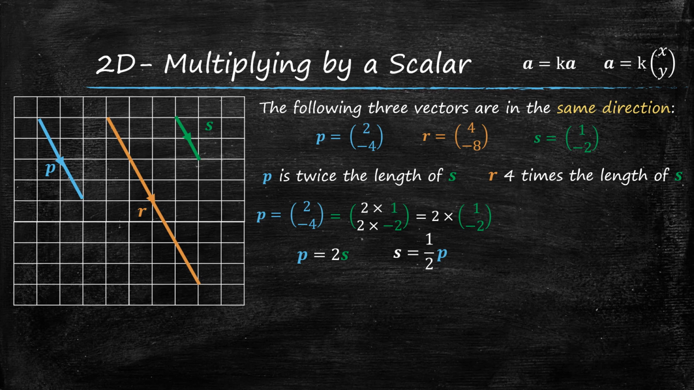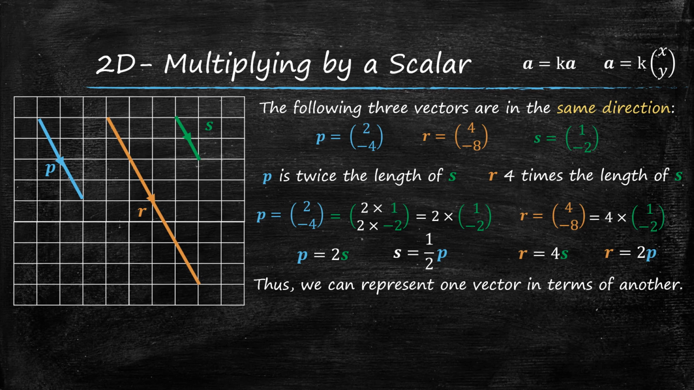Now let's look at vector r. r is 4 times the length of s. So r is (4, -8), which is equal to 4 times the vector s, (1, -2). So r is equal to 4s, and again we could represent r in terms of p, and we could say r is equal to 2p.